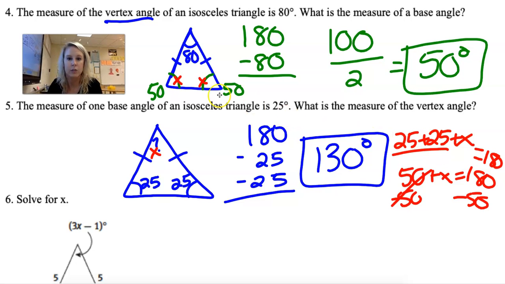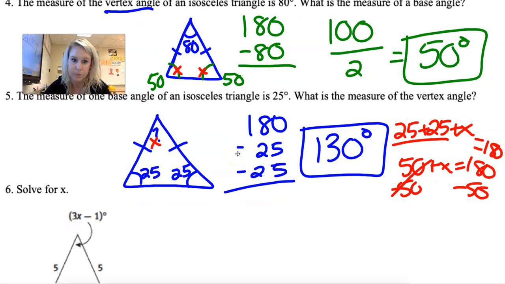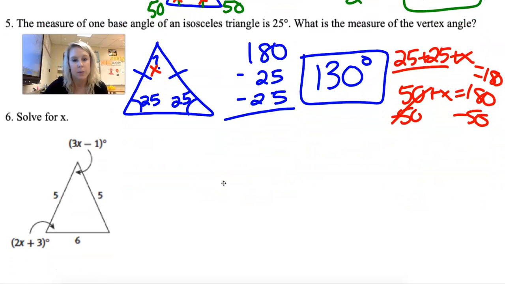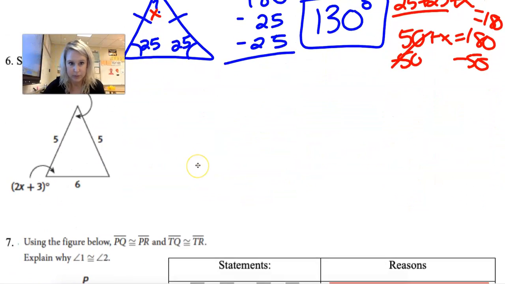So let's kind of overview that. If you know the vertex angle on number 4, we subtracted it and divided it. If you know the base angles, you're copying it or duplicating it or multiplying it by 2 and then subtracting it from 180. And those are your two kind of options. They're either going to have to give you the base or they're going to have to give you the vertex angle. All right, let's take a look at some more trickier problems because they give us more variables.